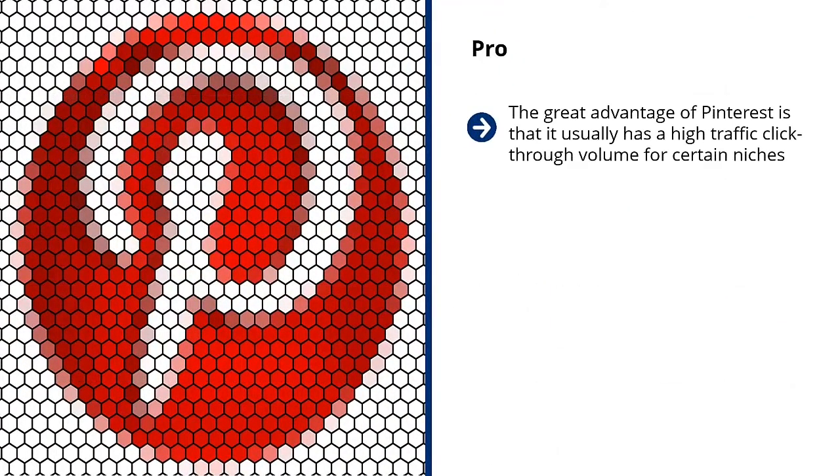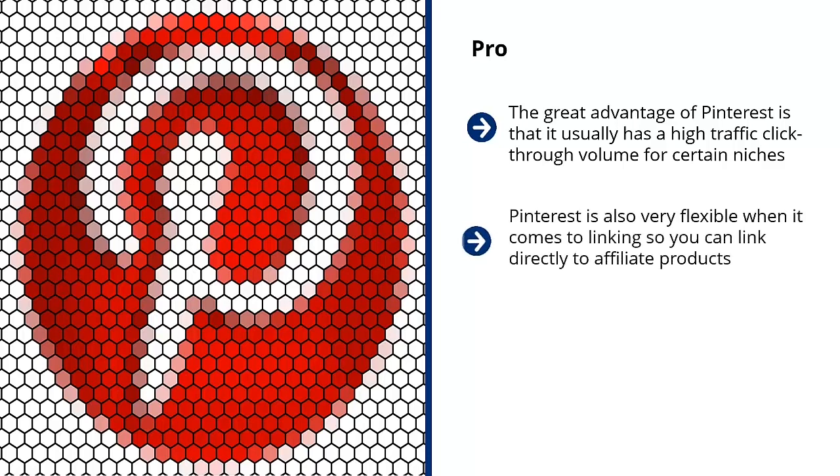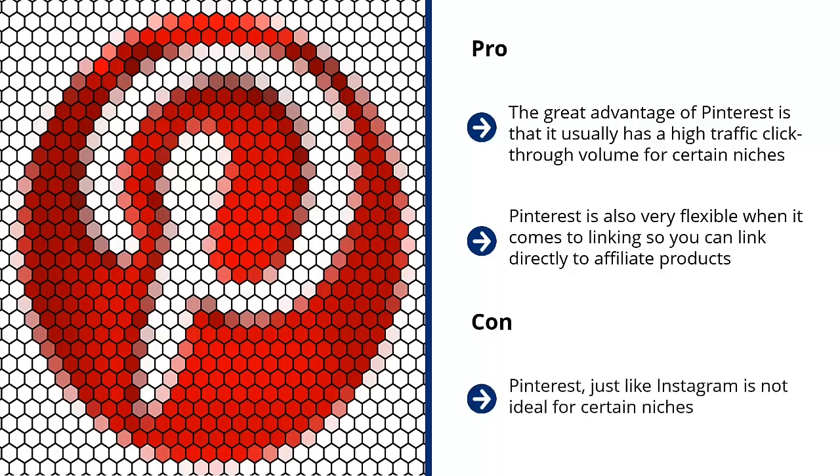Pro. The great advantage of Pinterest is that it usually has a high traffic click-through volume for certain niches. These niches have to be graphics friendly. Pinterest is also very flexible when it comes to linking, so you can link directly to affiliate products. Ideally, you should link to your squeeze page or to content that encourages people to join your mailing list. Con. Pinterest, just like Instagram, is not ideal for certain niches. You need to do some heavy initial research for your niche on this platform.